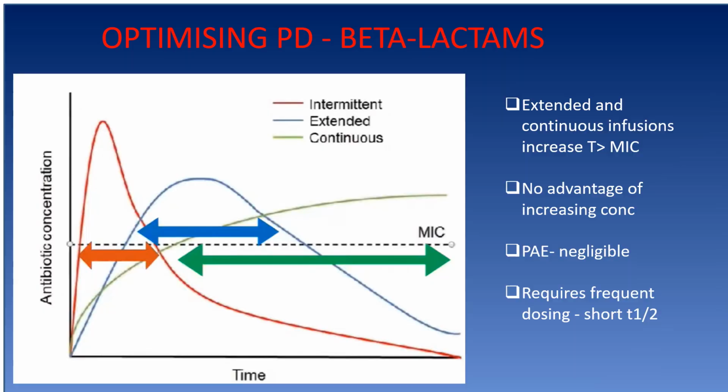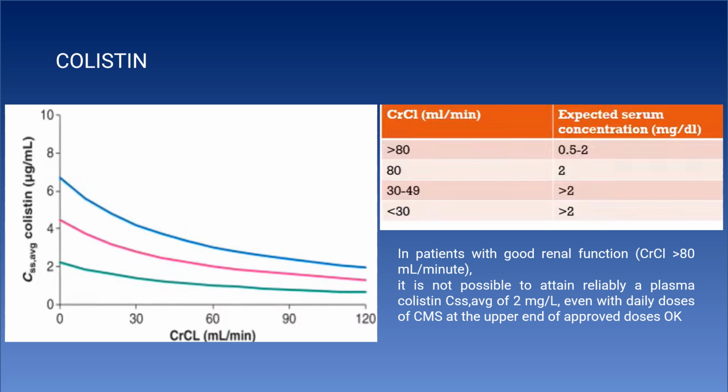For beta-lactam or time-dependent antibiotics, extended infusions or continuous infusions are used to maximize the duration, because there is no advantage in increasing the concentration. The post-antibiotic effect in this group of antibiotics is negligible, so it requires frequent dosing. For example, colistin is given to patients with good renal function, but it is not possible to attain reliable plasma colistin levels even with daily doses at the upper end of approved doses.